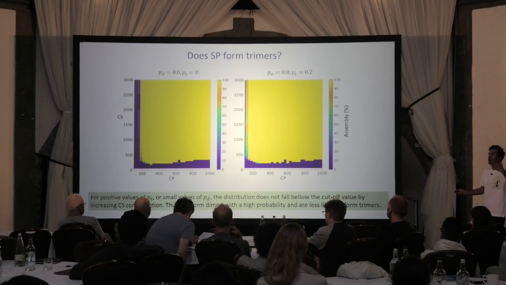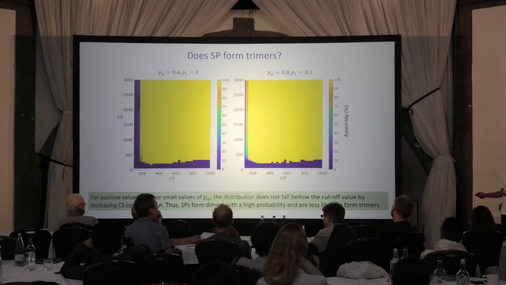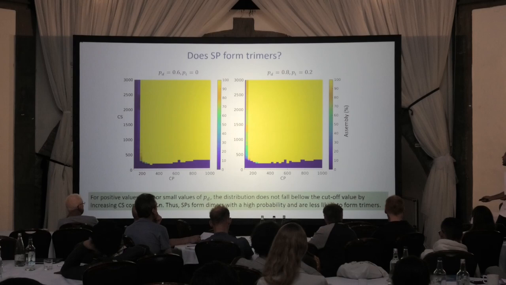Or if you increase the PP to 20%, that's again the case. For 600, you just increase. The beginning is bad, then it gets better, and it never goes below that cutoff level. This shows that scaffolding protein likes to form dimers, with a high probability, but it doesn't like to form trimers. Because forming trimers means that this stalling will never happen, which is something that you see in the experiment. So if we want similar behavior, this means that scaffolding protein probably doesn't like to form trimers too much.